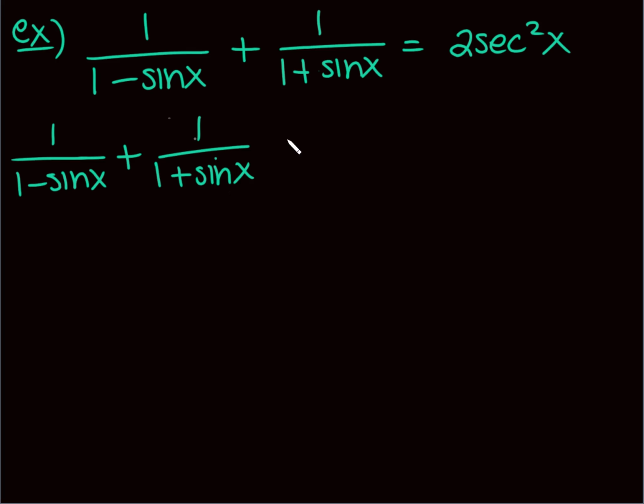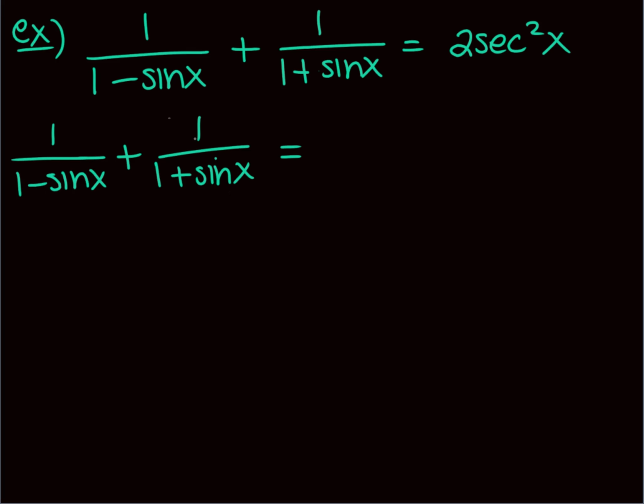All right, so what I'm going to do here is I have 2 fractions added together. One of those tips was if we can, carry out algebraic manipulations. More specifically, if we have a fraction, maybe combine the fractions. So I can combine them. I'm going to get a common denominator. So what am I going to need? This guy's going to need a 1 plus sine x. This guy's going to need a 1 minus sine x.